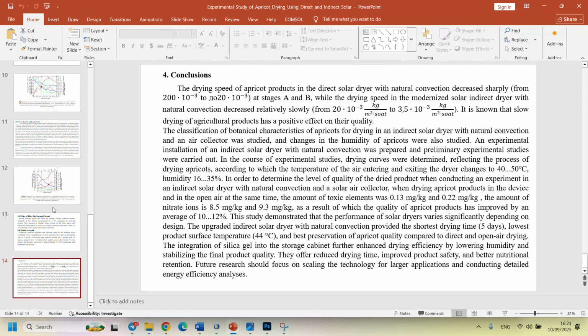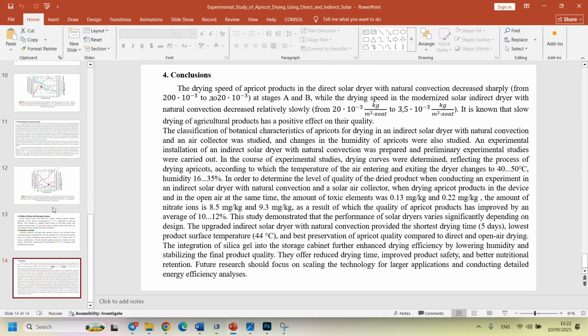In order to determine the quality of the dried products, experiments were conducted in the indirect solar dryer with natural convection and solar air collector, drying the apricot product in this device and in the open air at the same time. The amount of toxic elements was 0.13 milligram per kilogram and 0.22 milligram per kilogram. The amount of nitrate ion was 8.5 milligram per kilogram and 9.3 milligram per kilogram. As a result, the quality of apricot products improved by an average of 10 to 12%.